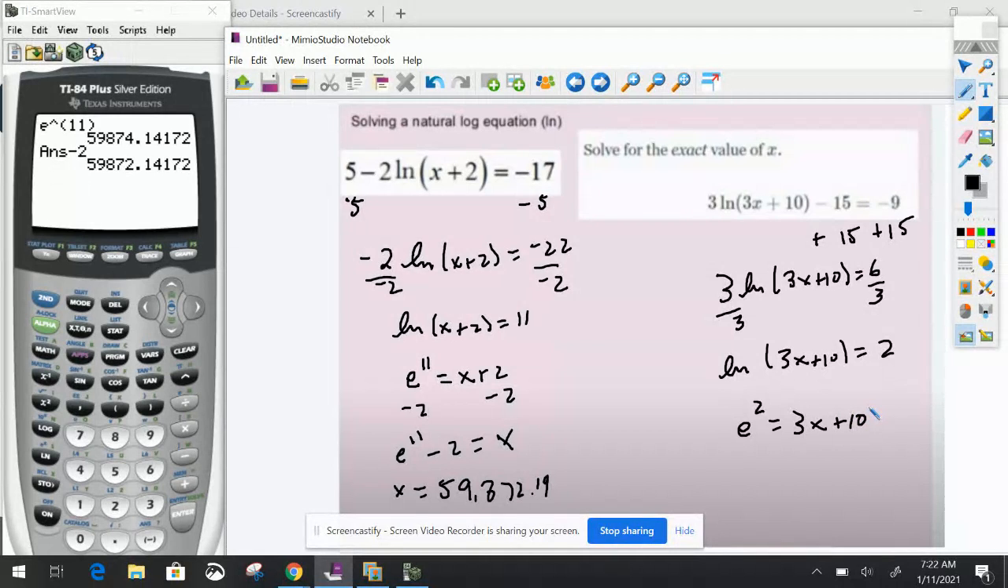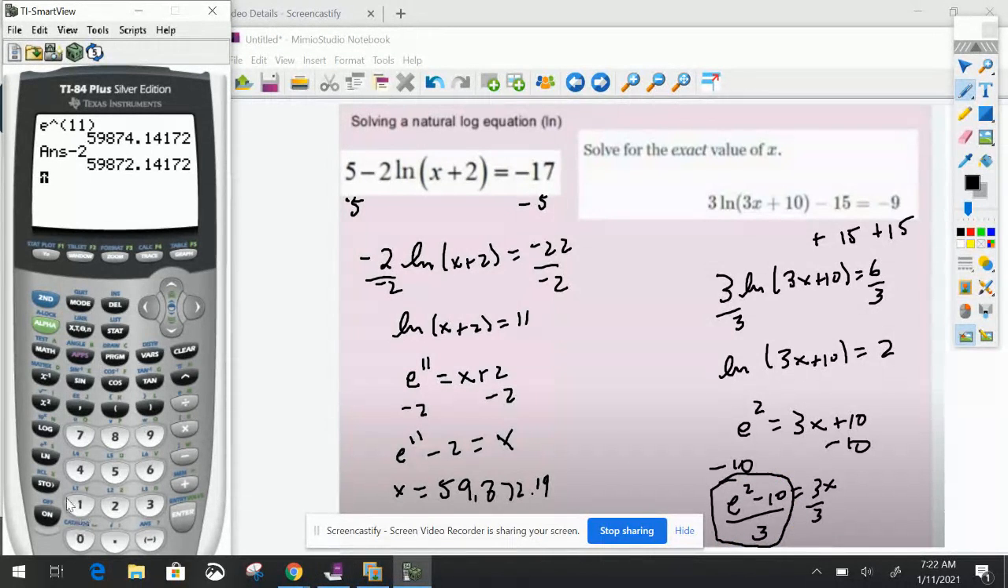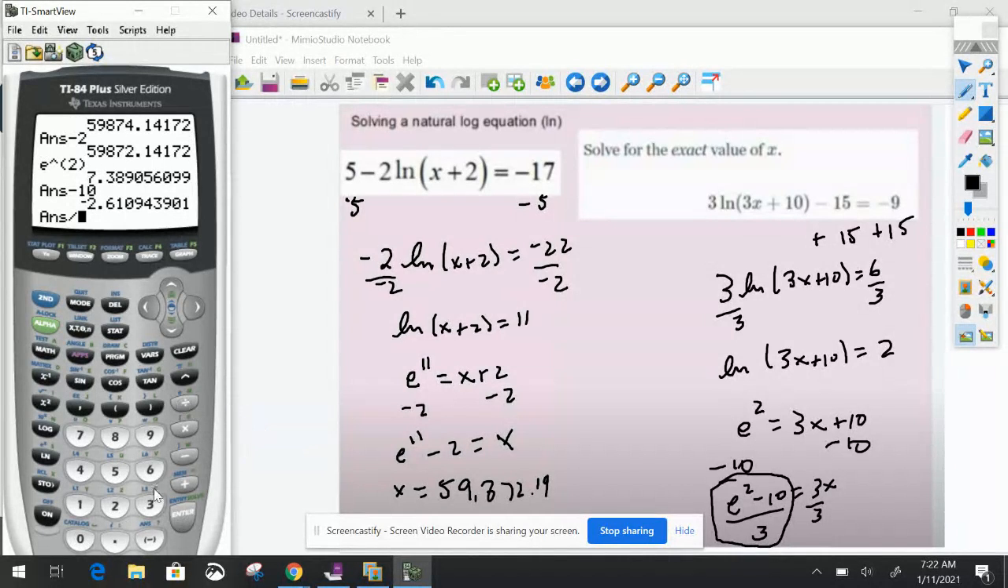So how would you solve this? We would subtract 10. e to the second minus 10 equals 3x. I would divide by 3. And this is the answer if it didn't ask you to enter it in the calculator. But again, I recommend doing it one step at a time. Second, little ln button here gives me e to the second power. Hit equals, subtract 10, hit equals, and then divide by 3. And that's my answer for x.